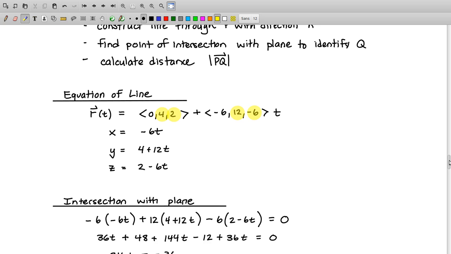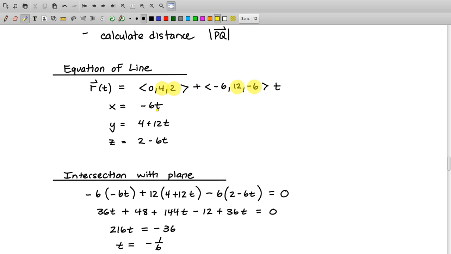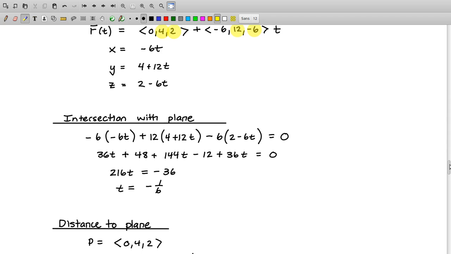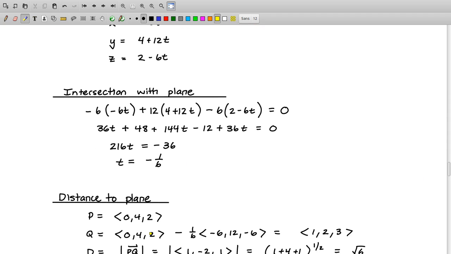What about the plane? We plug these equations into the equation for the plane, and we get one equation for the parameter t. We distribute our normal components, and we solve for t, and we get some number. So now we have the value of t where the line intersects the plane. We find Q by inserting t equals minus a sixth into the vector form of the line, and we get the point Q.